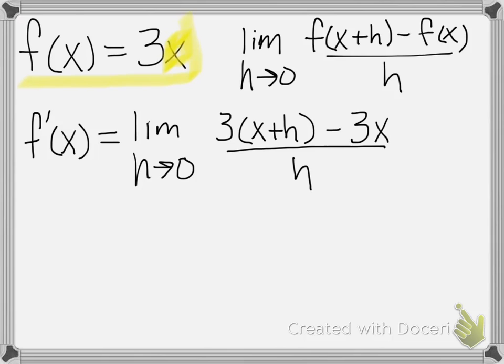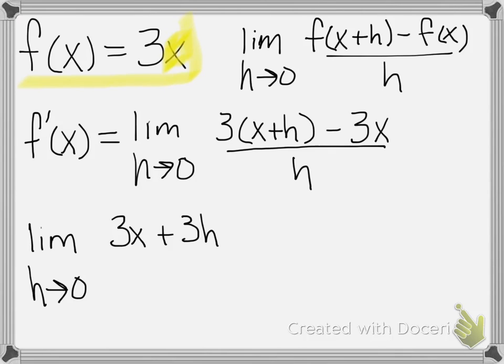Right, so whenever we go through and we multiply that out, we're going to have the limit as h goes to 0 of 3x plus 3h, because we're just doing the distributive property. We're doing 3 times x, and then we're doing 3 times our h. So that's where that comes from. And that was minus our 3x right there, which was just our f of x. And all of that is over h.